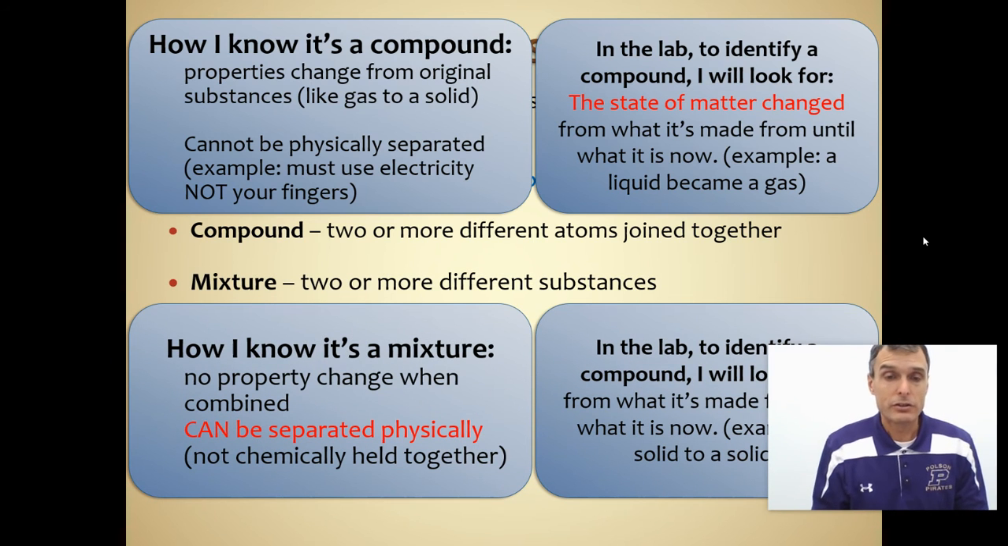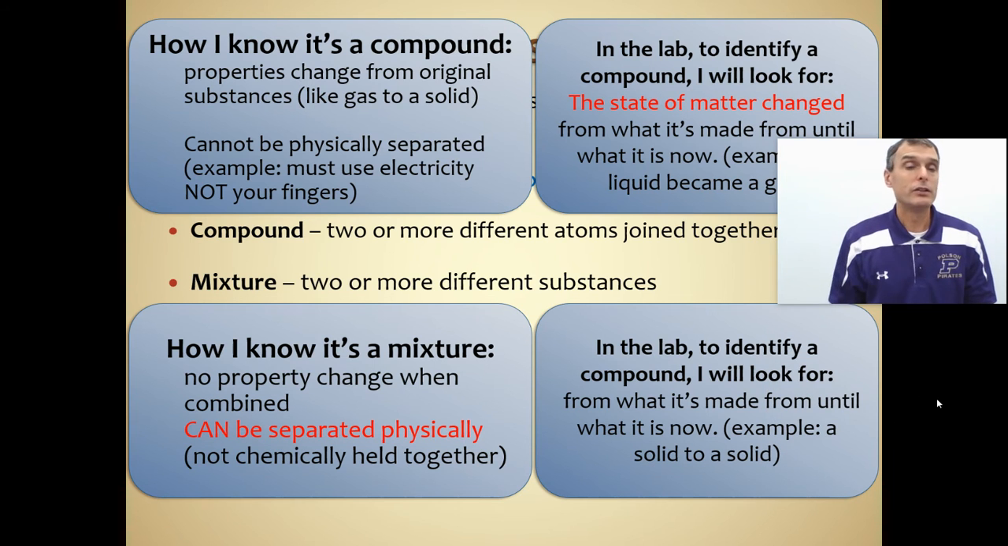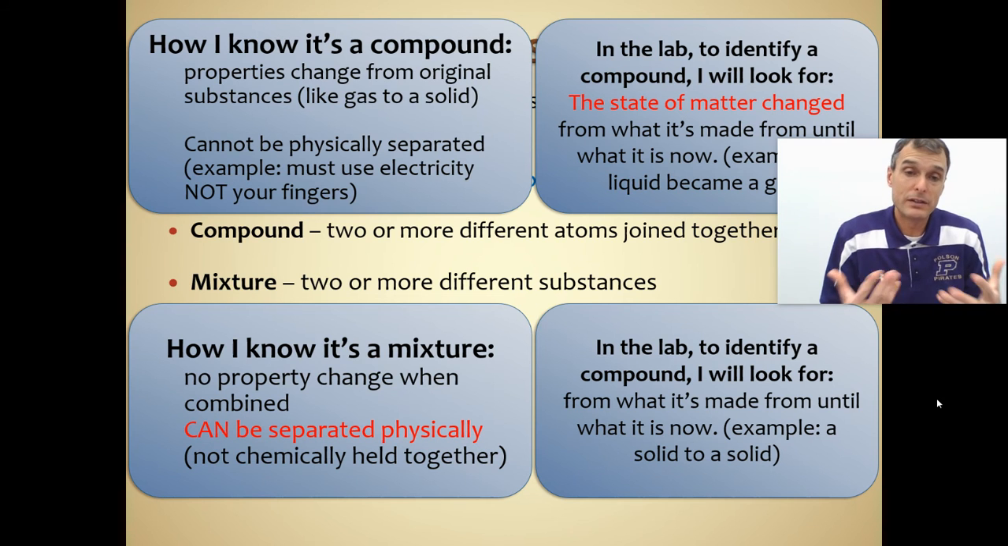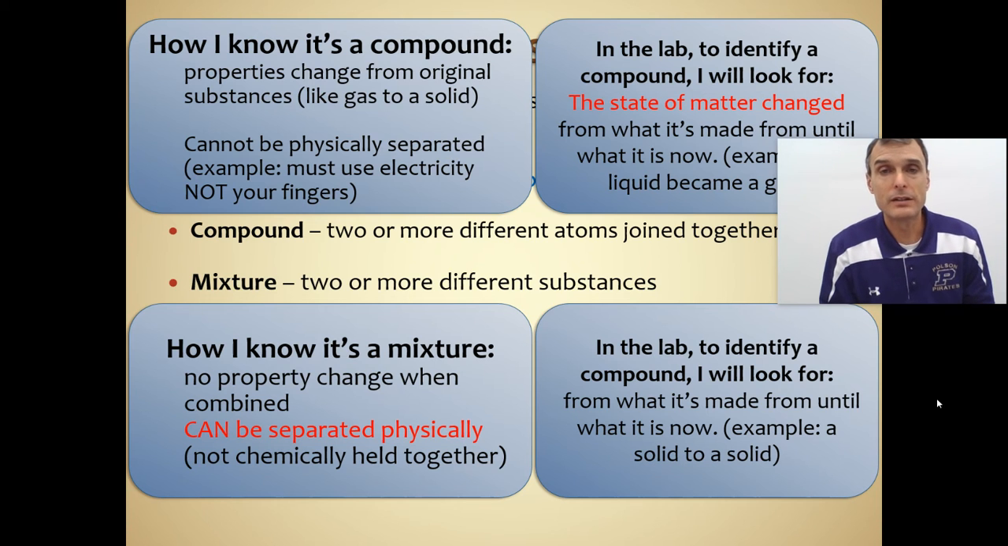Next up is a mixture, okay? This is where we combine 2 or more substances together, and there is no property change. A couple of great examples for you, and they can be physically separated. An example would be taking salt and pepper and mixing it together. If you put it on your food it would still taste like salt and pepper, and if you had lots and lots of time, you could separate out the salt and pepper physically, right?